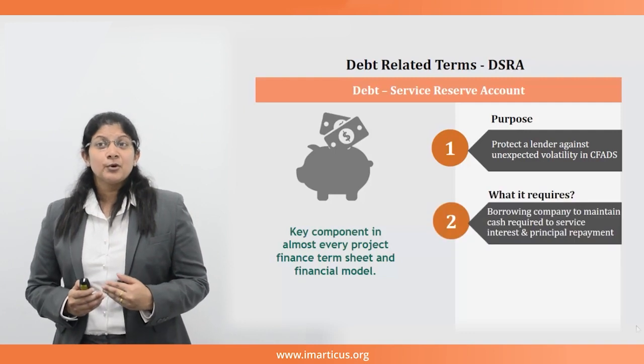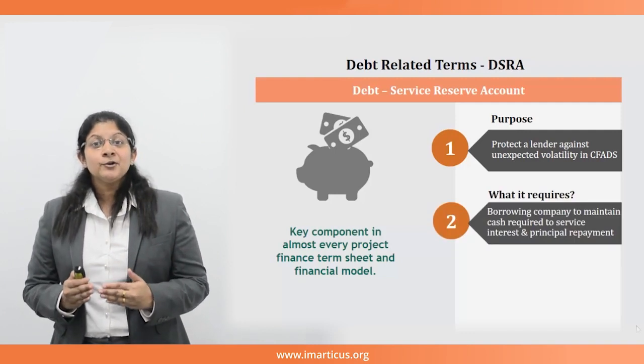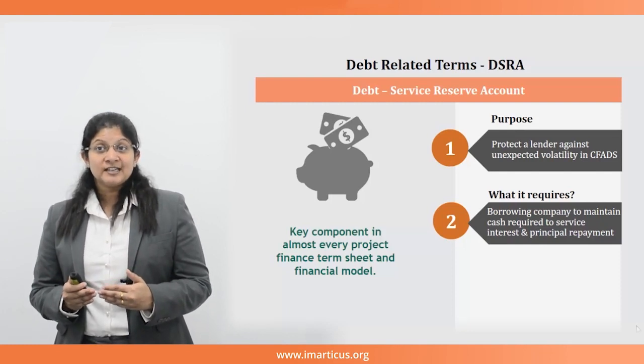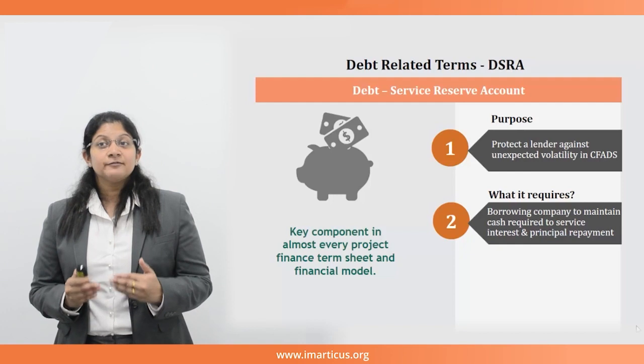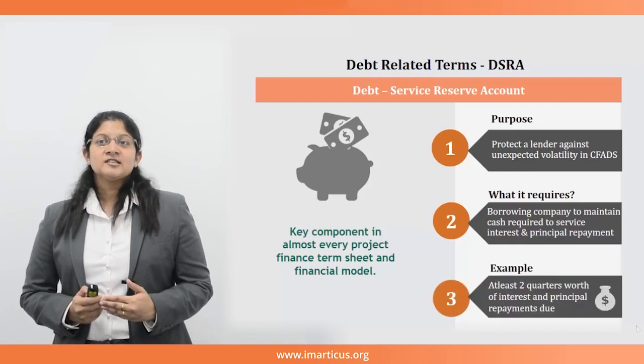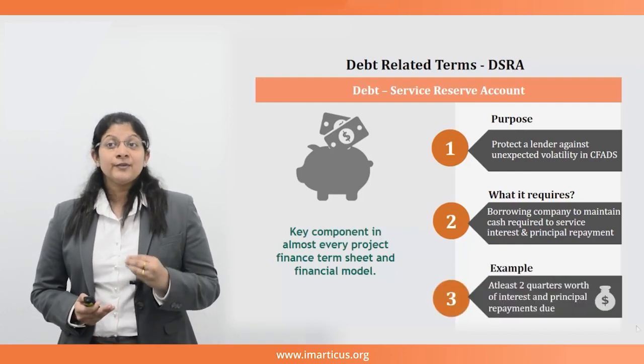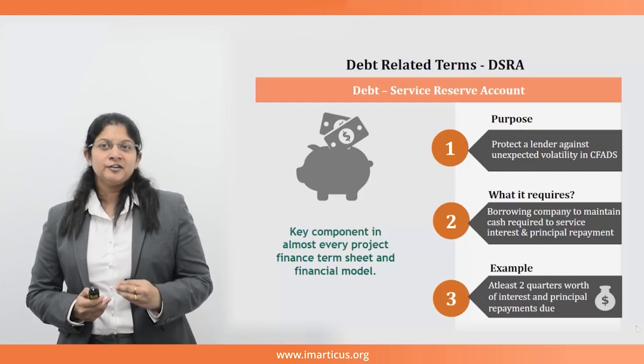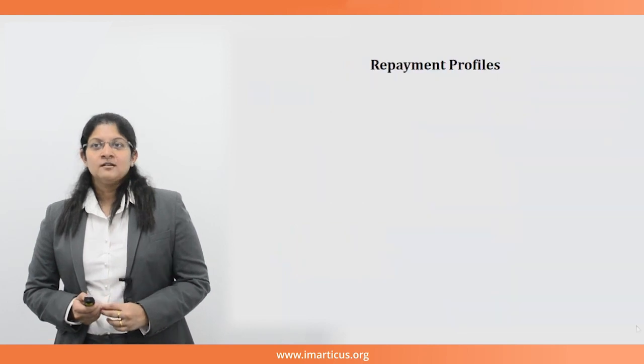This requires a borrowing company to maintain at the end of every period the amount of cash required to service interest and principal repayment of a defined subsequent period. For instance, a lender may require that at the end of every year, the company must maintain at least 2 quarters worth of interest and principal repayments due.